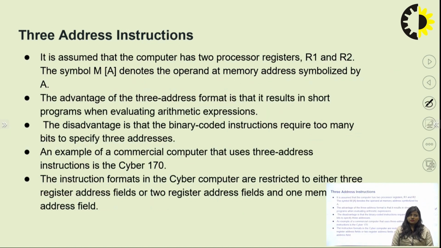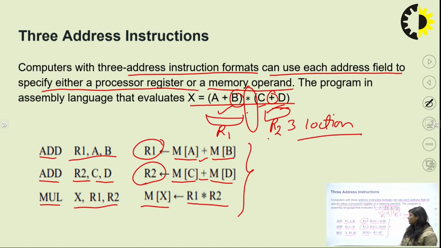In detail, if we understand this example, basically we are going to assume that the computer has 2 processor registers, R1 and R2. The symbol M of A denotes the operand at the memory address symbolized by A. We are talking about this M of A.